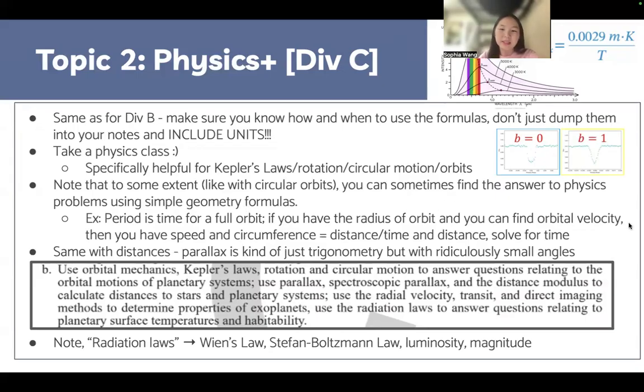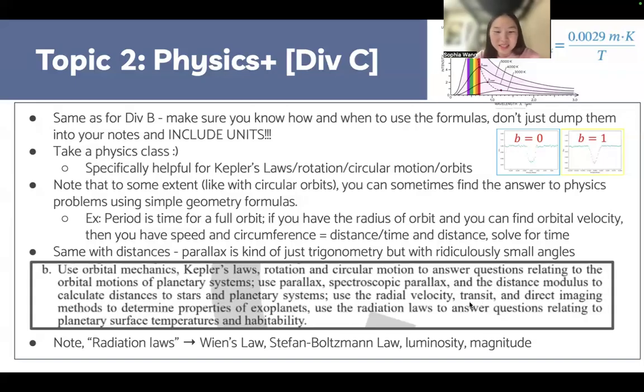Next, note that you can find the answer to physics problems using simple geometry at times. I mentioned this on the previous slide, but if you're trying to find the period of a planet, it's just the time for a full orbit. So if you have the radius of an orbit and orbital velocity, then you have speed and circumference. And from there, it's pretty easy to get to the time for a full orbit because you know how fast it's going and you know how far it has to travel. And same with distances. Parallax is just trigonometry, and we're going to do an example later.